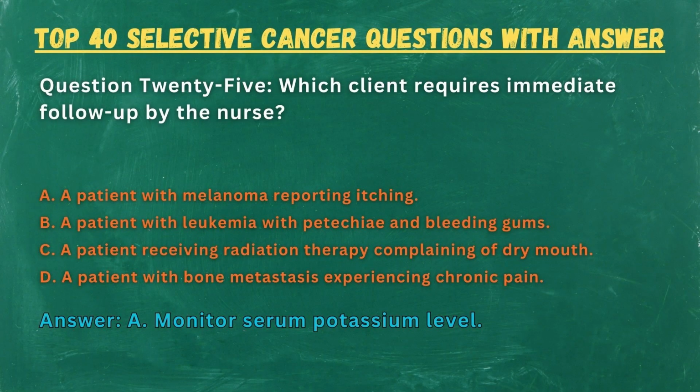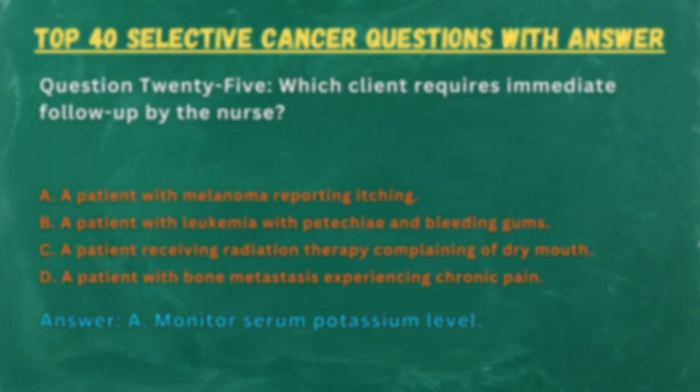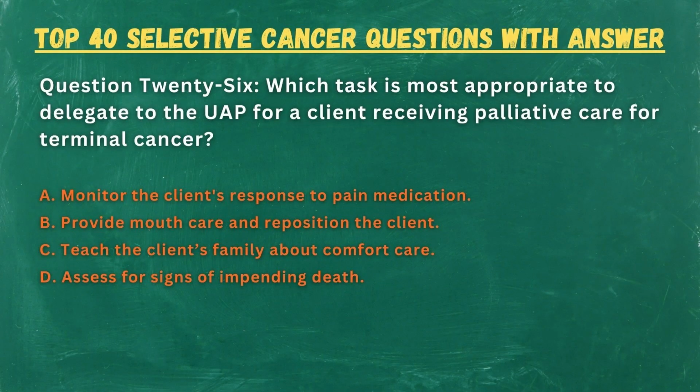Answer: B. A patient with leukemia with petechiae and bleeding gums. Question 26. Which task is most appropriate to delegate to the UAP for a client receiving palliative care for terminal cancer? A. Monitor the client's response to pain medication. B. Provide mouth care and reposition the client. C. Teach the client's family about comfort care. D. Assess for signs of impending death.